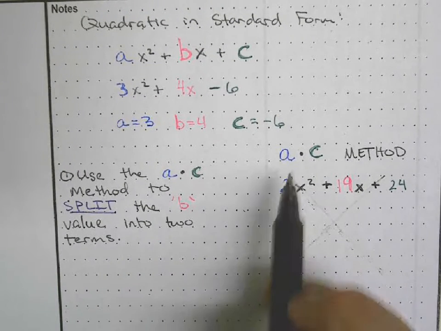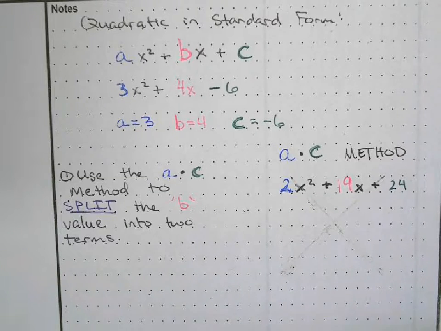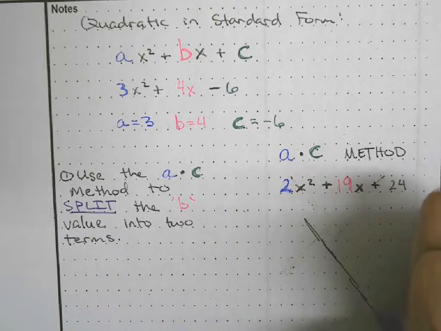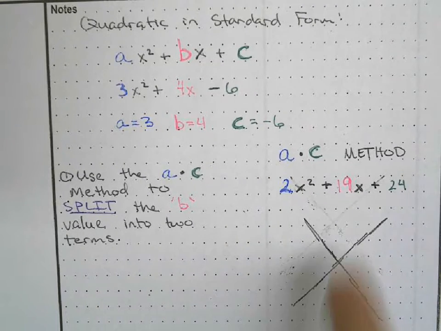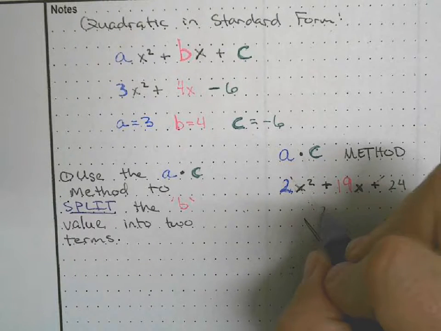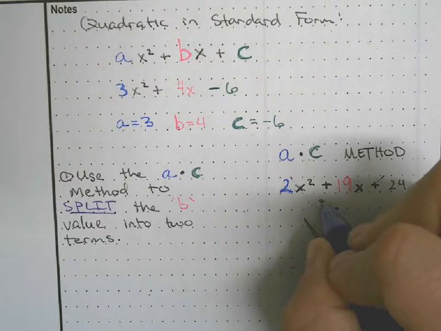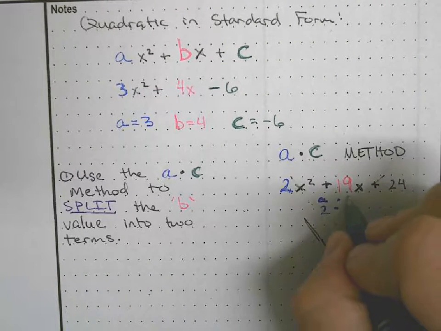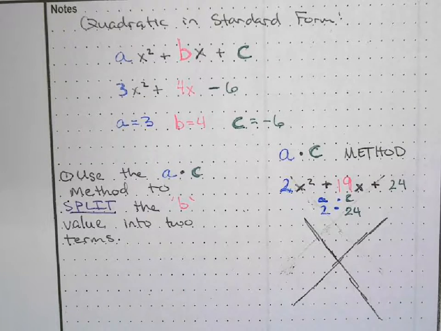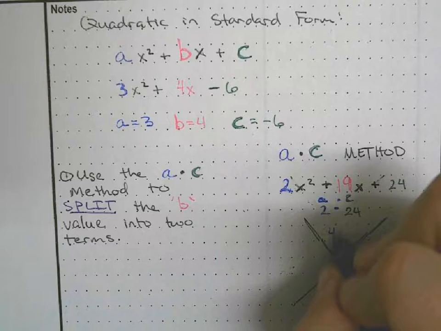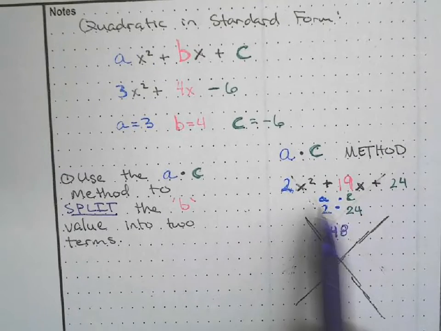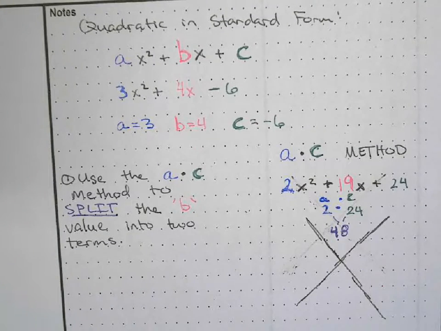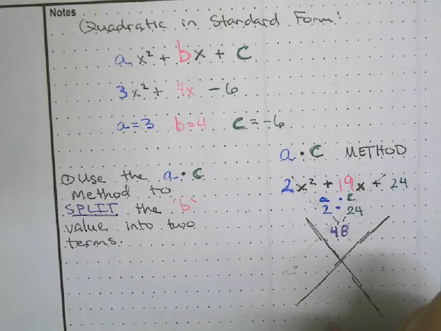So in the AC method, I'm going to take my A and multiply it by my C. So let's draw our big X for organization. This is where we do our work and our thinking. In this zone right here, I'm going to put 2 times 24, my A times my C, and that's going to equal 48. So I'm putting A times C right here. 2 times 24 is right there. And in the bottom, I'm going to put my B value.